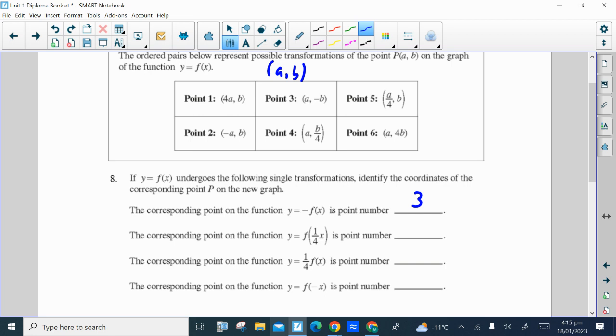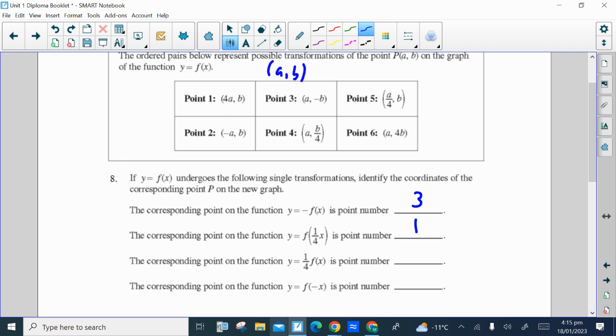For y equals f of 1/4 x, so that's a b value of 1/4, and we learned that that causes a horizontal stretch, but the stretch factor is the reciprocal of b. So horizontal stretch by a factor of 4 means the x values are multiplied by 4, which is what point 1 shows. a becomes 4a. b doesn't change.